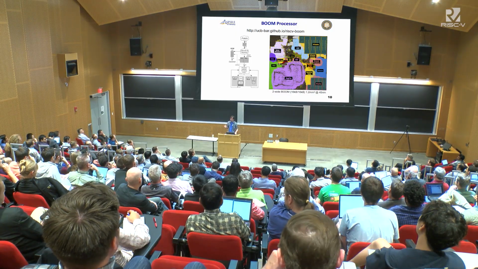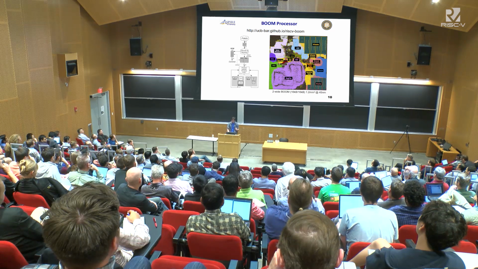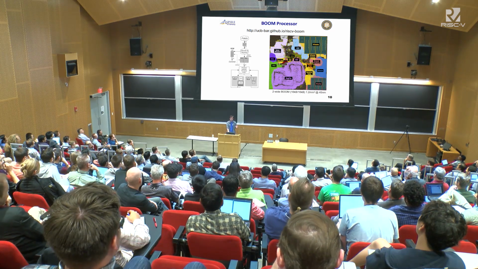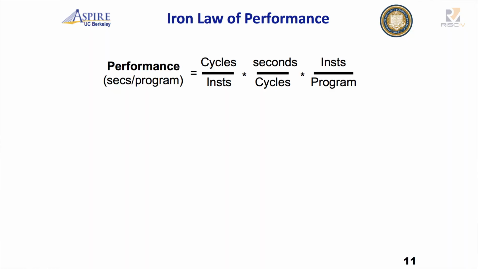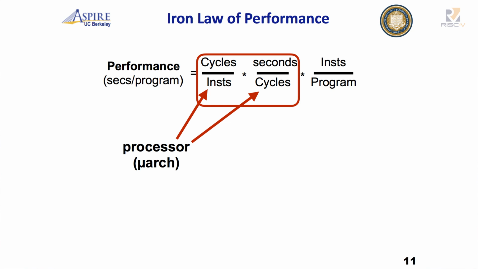Does it mean I need to work harder? Do I need to be fired? Or can I graduate? I don't know. To explain why I'm confused, I'm measuring the raw performance, seconds per program. But there are actually three specific terms that make up performance. And as the guy building the processor, the microarchitect, I only have control over two of these terms: how many cycles to execute an instruction, and how many cycles there are a second.